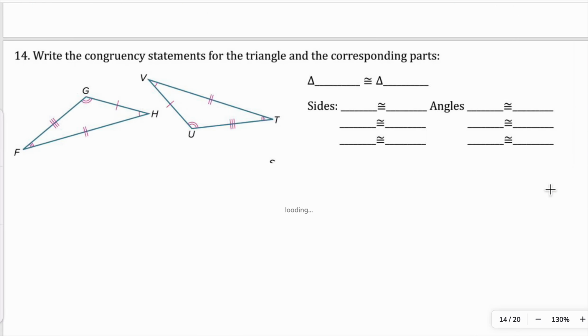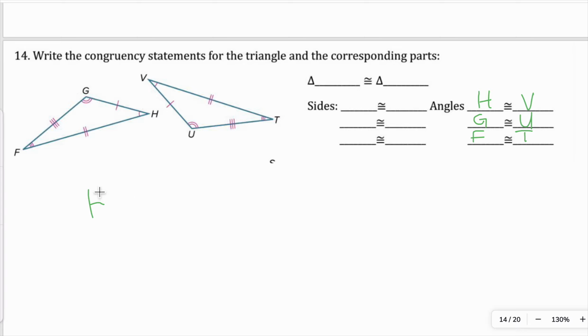Next up, number 14, write congruency statements for the triangles and their corresponding parts. So typically, what I like to do is first match my angles. My angles help me write my congruency statements, and then I can do my sides after that. So, noticing that V has 1 arc and so does H, I'm going to say angle H matches with angle V, and then angle G has 2 arcs. G matches with U, and then F has 3 arcs, and so does T.